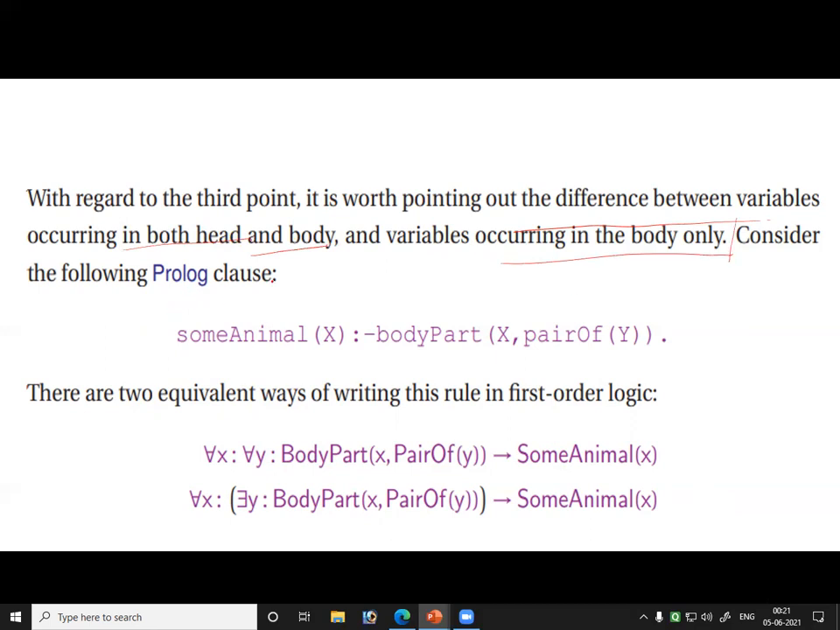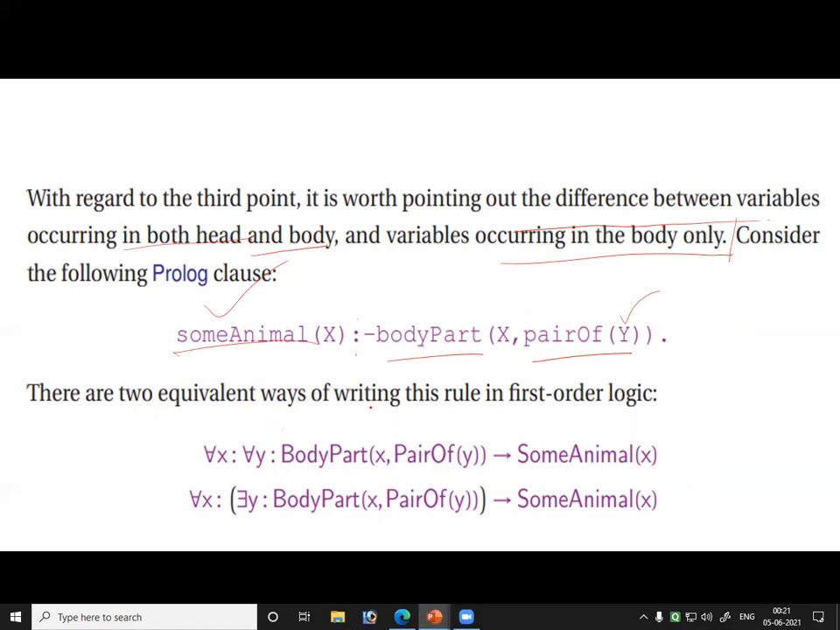Consider the following Prolog rule: SomeAnimal(X) implies BodyPart(X), PairOf(Y). We don't know what Y is. If there is a pair of Y belonging to X, then that is called some animal.